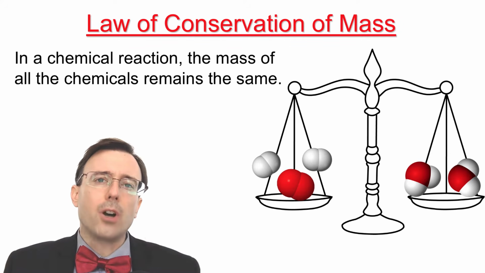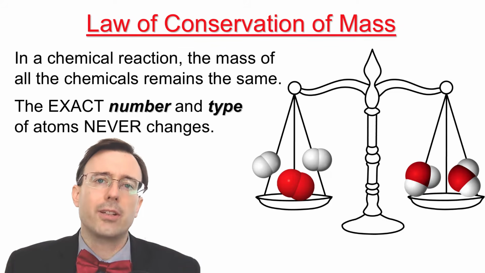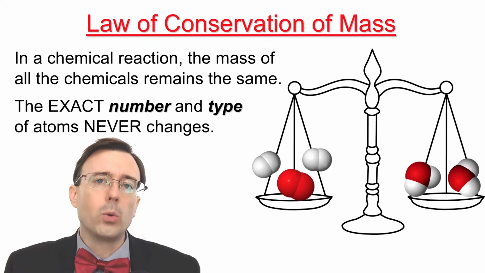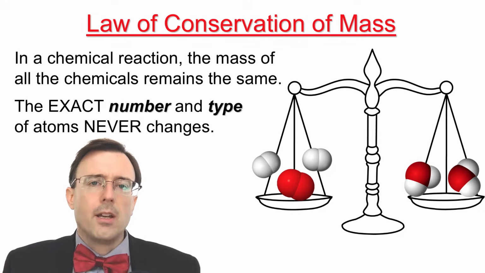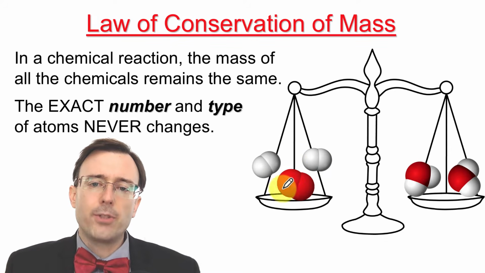And the reason that the mass of all of the chemicals involved never changes is because the exact number and type of atoms never changes in a chemical reaction. So all the atoms that you start off with are all the atoms that you end up with. The only thing that changes is how those atoms are bonded. So you can see in the balance over here, for example, if you do a chemical reaction between oxygen and hydrogen, before you do the reaction, what do we have? We have 4 different atoms of hydrogen. These white spheres are hydrogen. And you have 2 atoms of oxygen. After the reaction takes place, you still have 2 atoms of oxygen and 4 atoms of hydrogen.